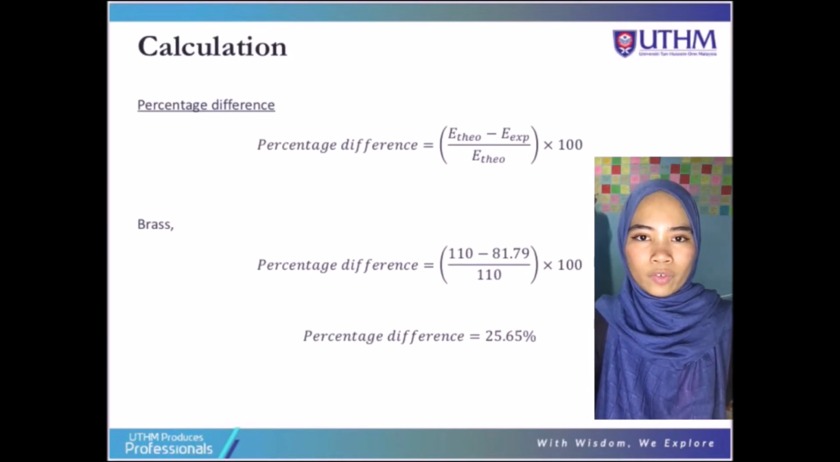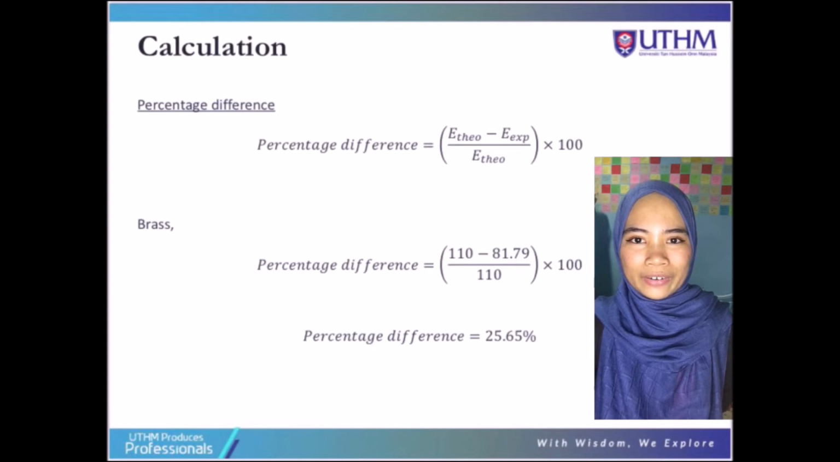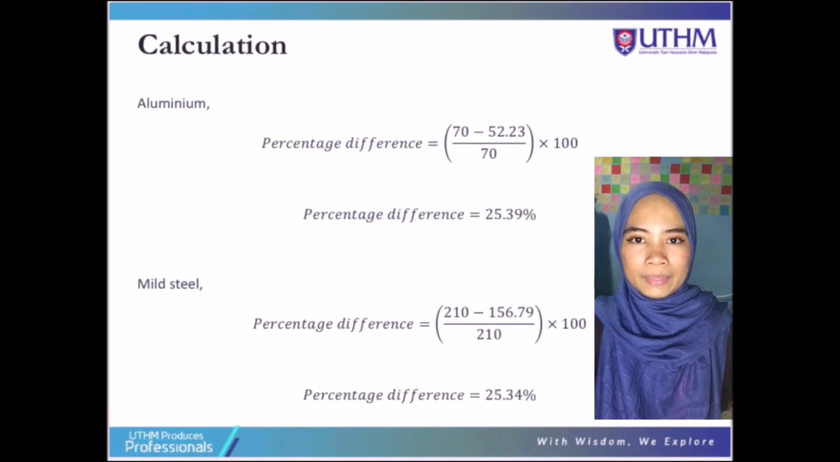The formula given for percentage difference is equal to E theoretical minus E experimental divided by E theoretical times 100. So, the percentage error that we get for brass is 25.65%, and the percentage error for aluminium is 25.39%. And lastly, the percentage error that we get for mild steel is equal to 25.34%. That's all from me.